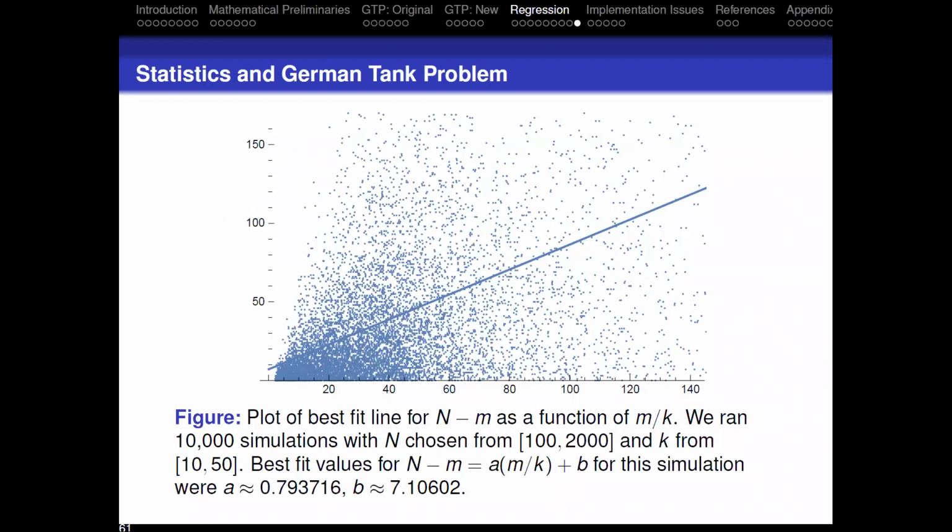I tried doing analysis of the German tank problem, and the first thing was just absolutely terrible. What I looked at is I said, well, I know we have to have at least M tanks. Let me look at the best fit line for N minus M, the excess number of tanks, as a function of M over K. I tried to write it as some constant times M over K plus B, some kind of linear fit, and it's absolutely terrible.